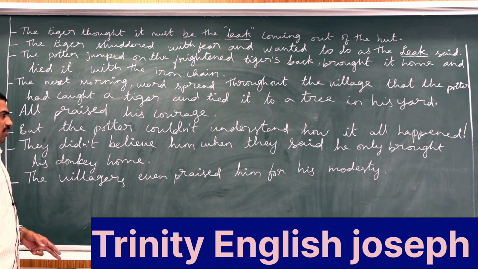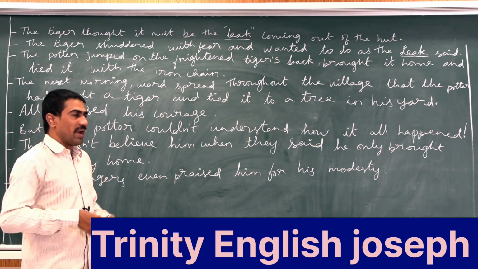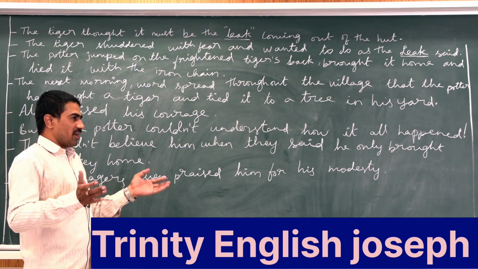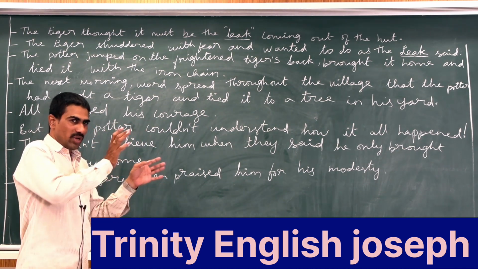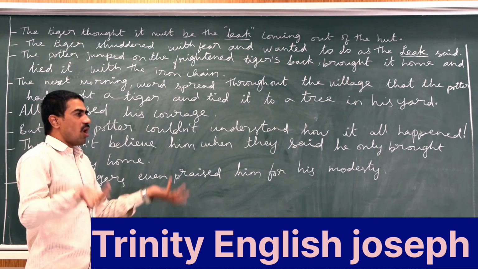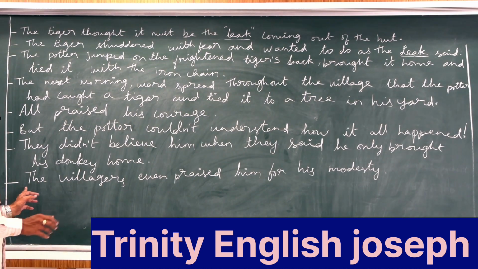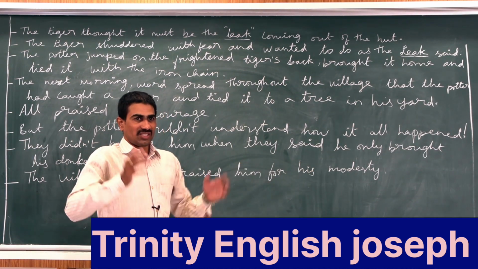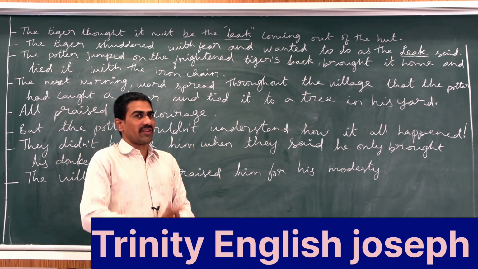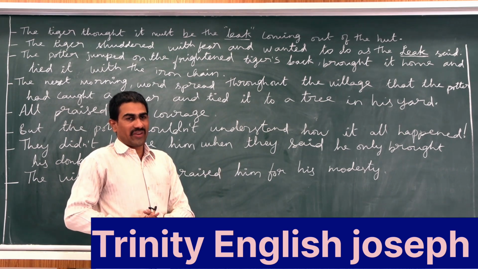They didn't believe him when he said he only brought his donkey home. So he started saying to all the people whomsoever woke him up and told him about the tiger he brought, I only brought the donkey, and I don't know how a donkey has turned into a tiger. And the villagers even praised him for his modesty. So they started saying, he's a simple living person, though he did a very great thing, he still did not accept that he did a great thing.